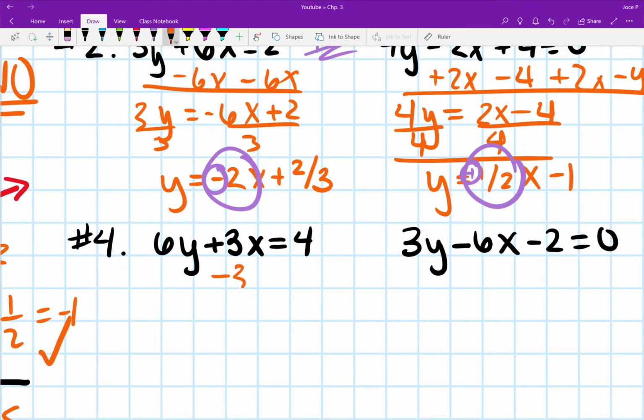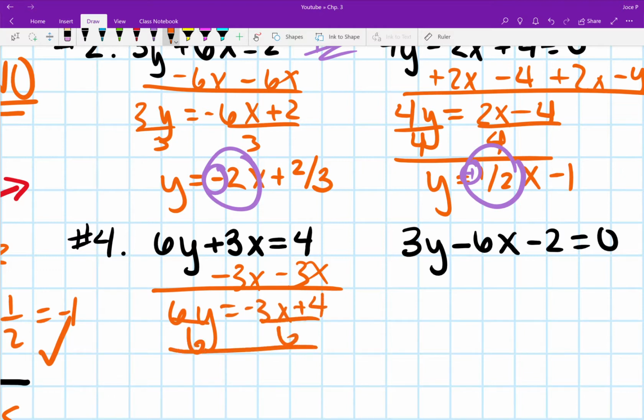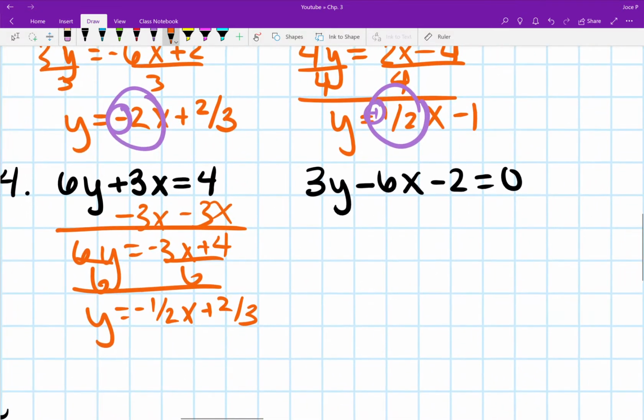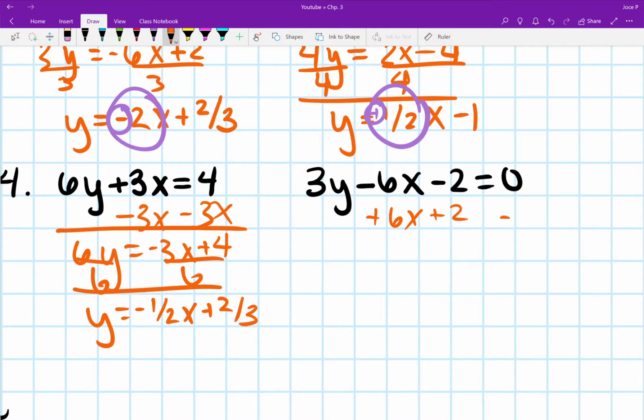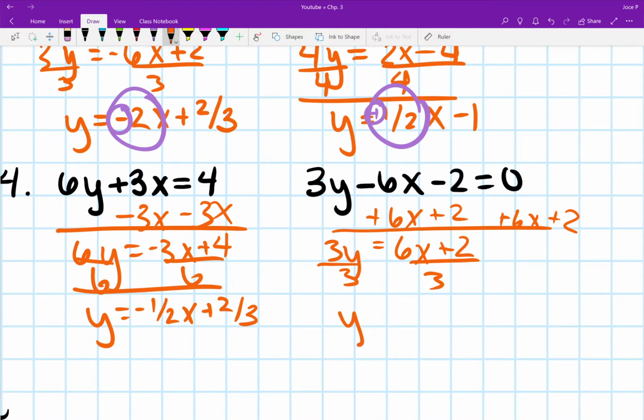We're going to minus 3x. 6y equals negative 3x plus 4, divided by 6, divided by 6. Y equals negative 1/2 x plus 2 thirds. Cool. Now we're going to have plus 6x plus 2 on both sides. 3y is equal to 6x plus 2, divided by 3, divided by 3. Y equals 2x plus 2 thirds.